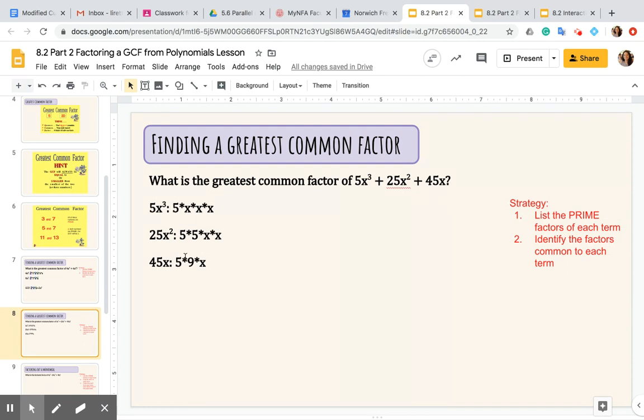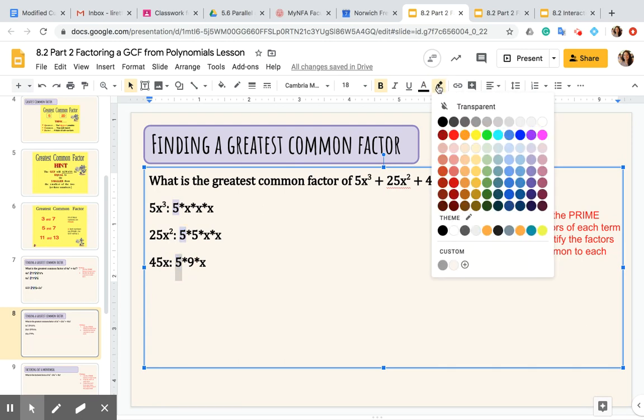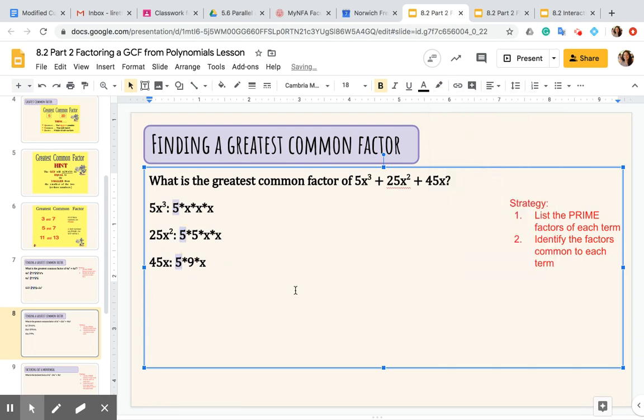Well, I see that each one has a 5. So I'm going to start by identifying that. Here's a 5, which matches with this 5, which also matches with this 5. I don't have any more 5s here. I do have one here, but because I don't have another one here or here, I can't use this one to match up with anything. Okay, so it's like a matching game. However many terms you have, that's however many common factors you need to make a group.